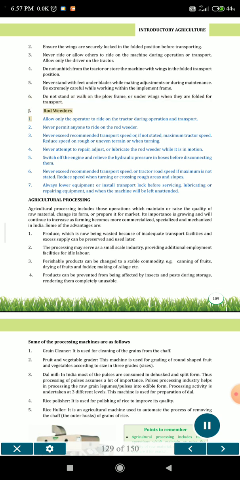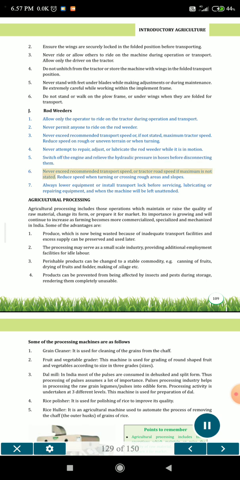J. Rod weeders. 1. Allow only the operator to ride on the tractor during operation and transport. 2. Never permit anyone to ride on the rod weeder. 3. Never exceed recommended transport speed, if not stated, maximum tractor speed. Reduce speed on rough or uneven terrain or when turning. 4. Never attempt to repair, adjust, or lubricate the rod weeder while it is in motion. 5. Switch off the engine and relieve the hydraulic pressure in hoses before disconnecting them.